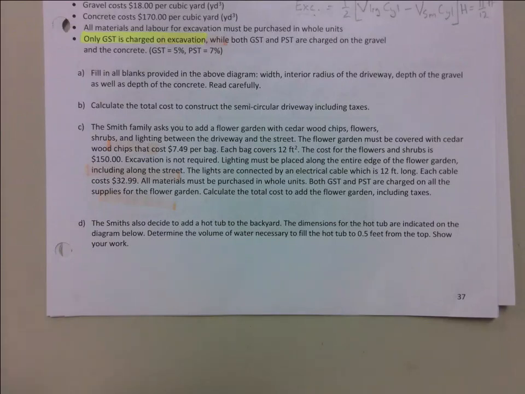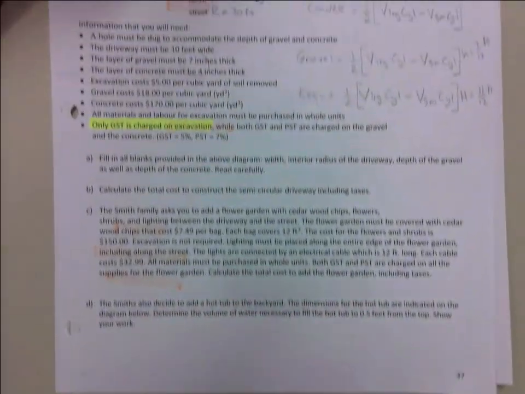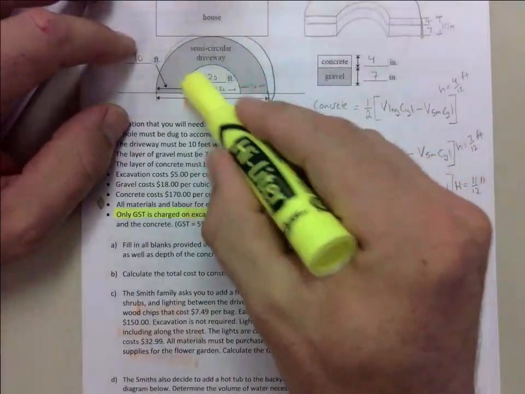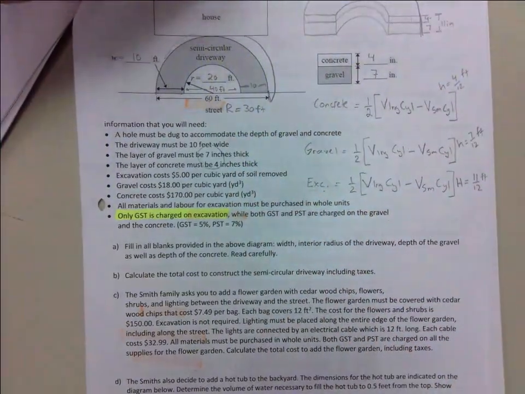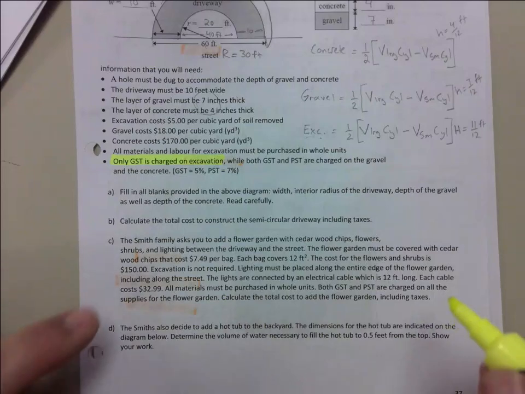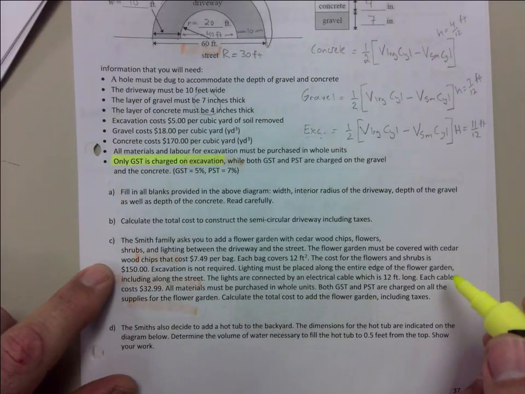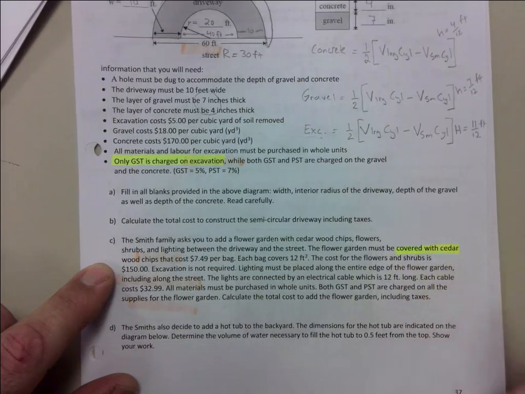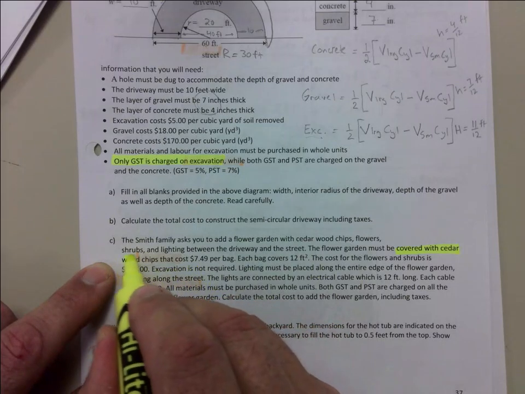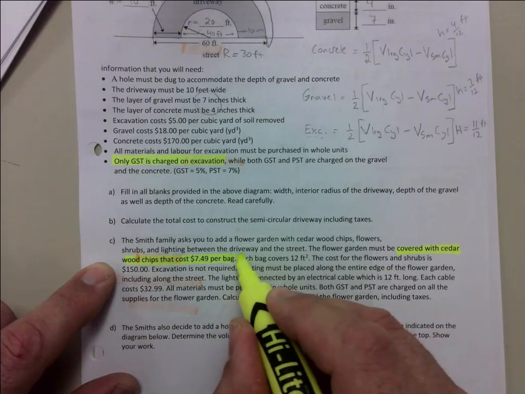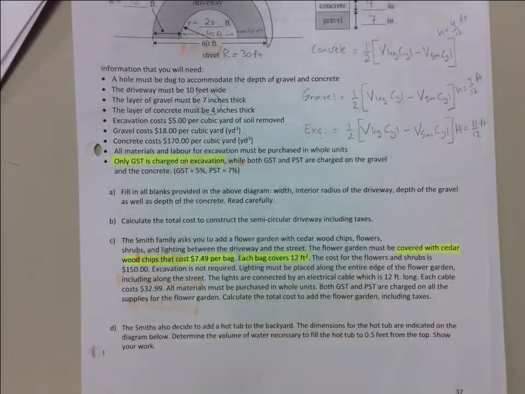The family asks you to add a flower garden with cedar wood chips, flowers, shrubs, lighting between the driveway and the street. So, okay, what's happening here is that this section here is supposed to be a bit of a garden, okay? The flower garden must be covered with cedar wood chips, right? So covered, what are you thinking if it's covered? Area, right? Area? And they cost $7.49 per bag, and each bag covers 12 square feet.